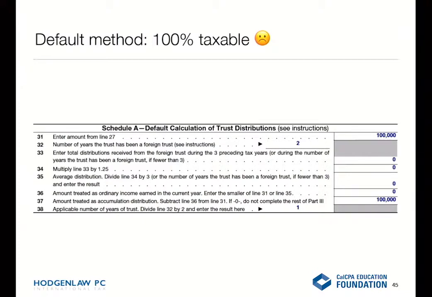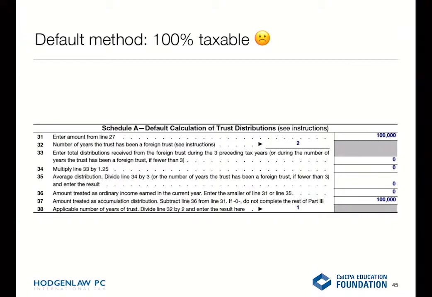That means when we do the math, where we multiply by 125% and then divide by 3, we're still going to get a 0. And so following down to the end of the section here, the amount treated as an accumulation distribution is the full distribution. It's $100,000. So once you get that accumulation distribution amount, of course you have to do the math to figure out what part of it's current income and what amount is accumulation distribution, and calculate the tax on that.